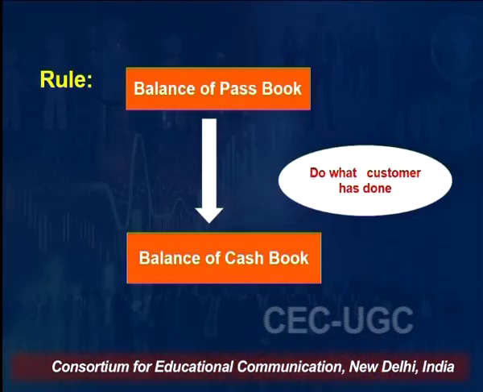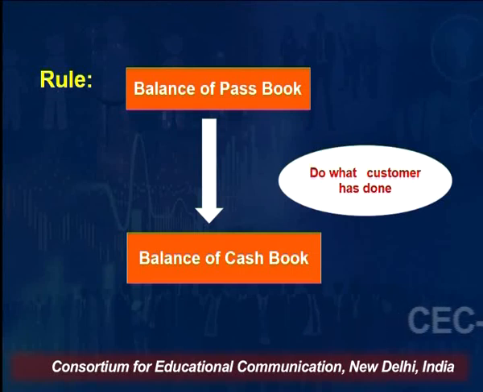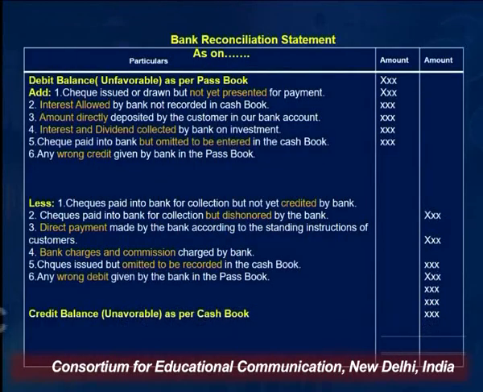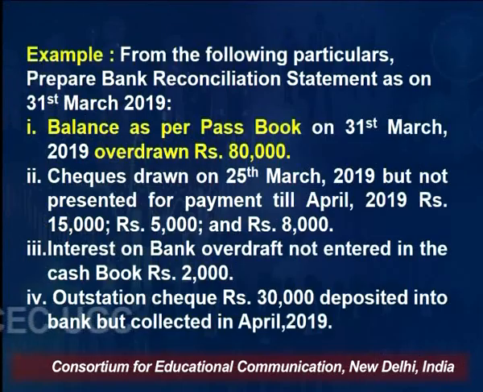The rule says do whatever has been done in the cash book. The rule remains the same as in case 2, but it is a negative balance, an overdraft balance. So in this case, all the items which were added will be deducted, and all those items which were deducted will be added here. Let's understand this with the help of an example.